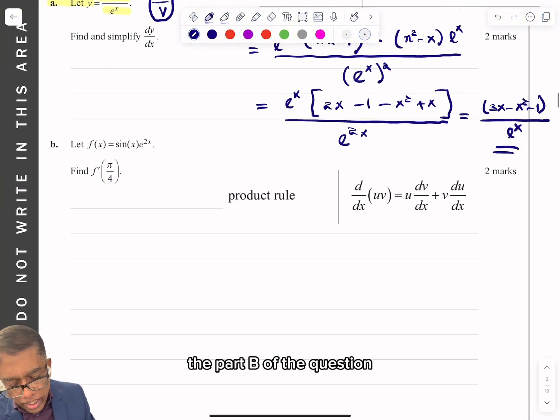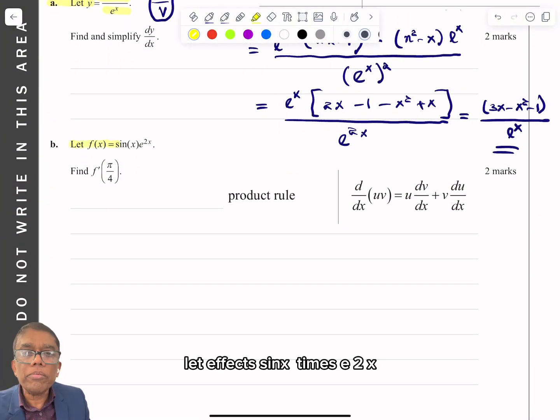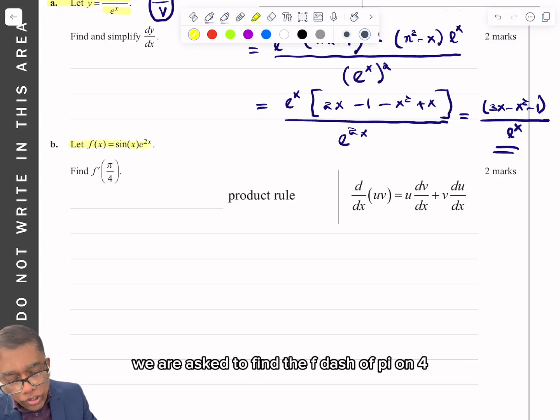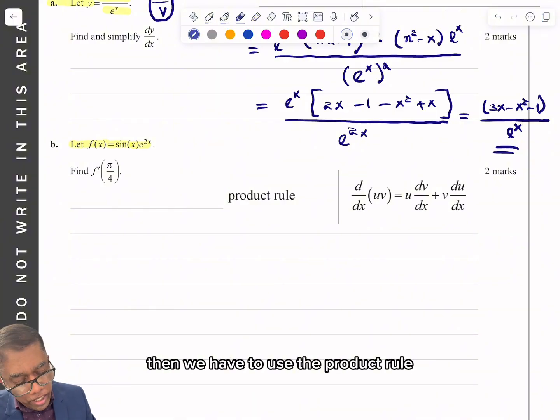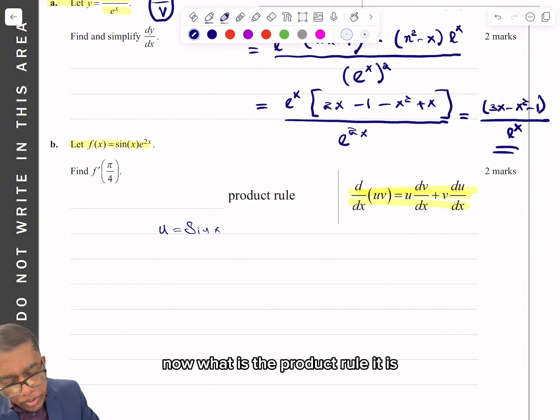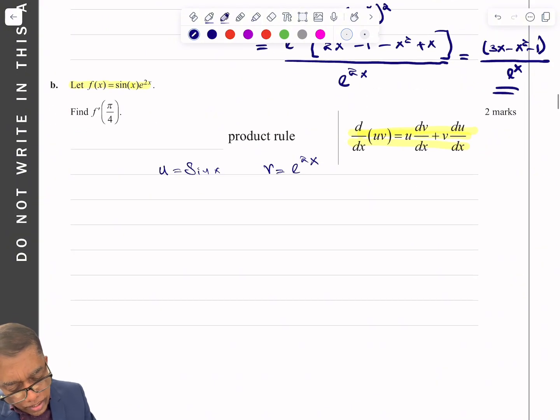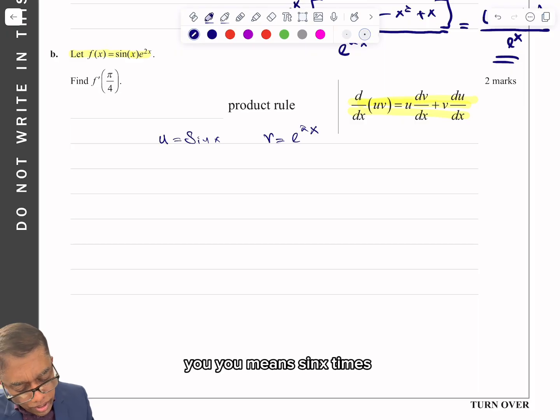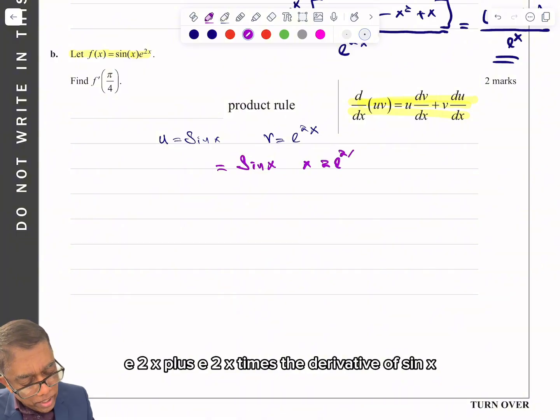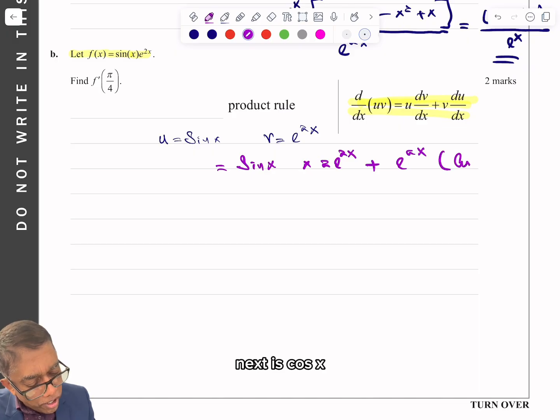Part B of the question: let f(x) is sin x times e^(2x). There is a product of two different functions. We are asked to find f'(pi/4). Then we have to use the product rule. u is equal to sin x, v is equal to e^(2x). Now, what is the product rule? It is u, that means sin x, times the derivative of e^(2x), which is 2e^(2x), plus e^(2x) times the derivative of sin x, which is cos x.